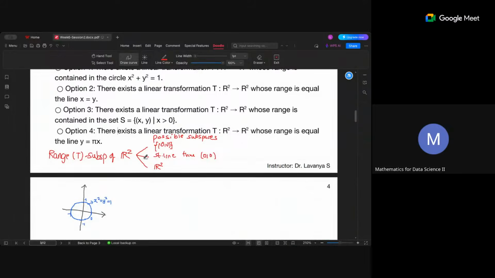So if it is a subspace, the first thing you should know is that always (0, 0) belongs to the range. That is the first thing you should check. If the first condition is satisfied, then go to the second. If it does not satisfy the first condition, you can stop right there. Second, see if it matches with any one of these: a point, a line, or all of R2. So it should be A or B or C.